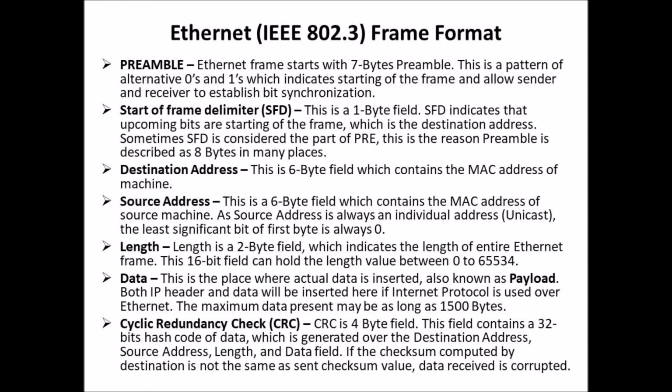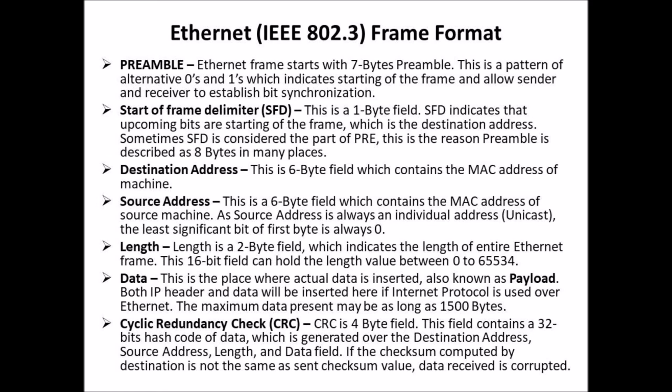Third one, destination address. This is a 6 byte field which contains the MAC address of the destination machine. Fourth one, source address. This is a 6 byte field which contains the MAC address of the source machine. As source address is always an individual address, the least significant bit of the first byte is always 0. Fifth one, length. Length is a 2 byte field which indicates the length of the entire Ethernet frame. This 16 bit field can hold a length value between 0 to 65,534.